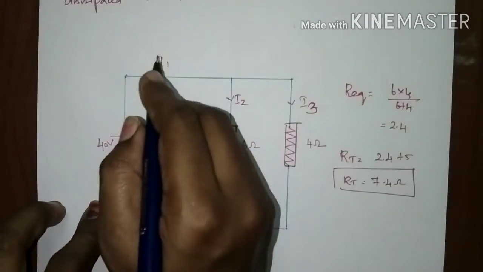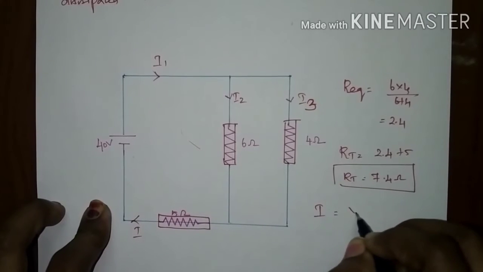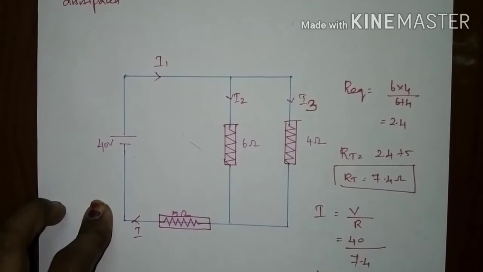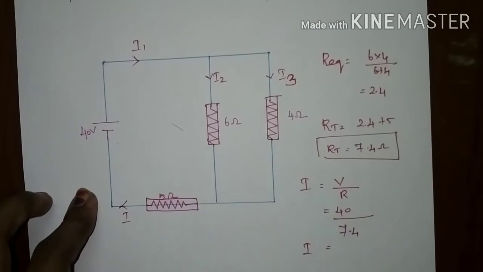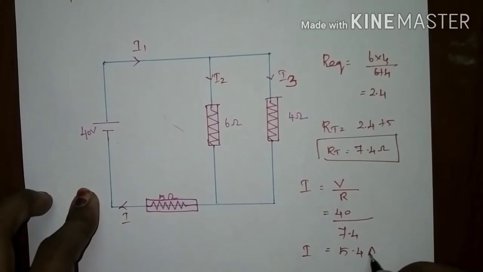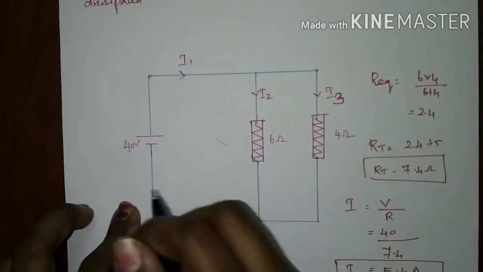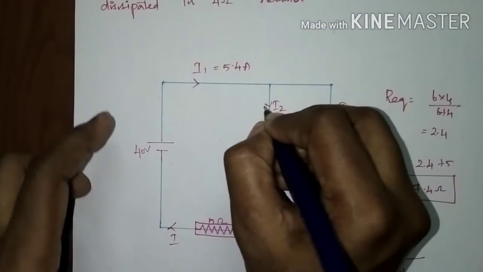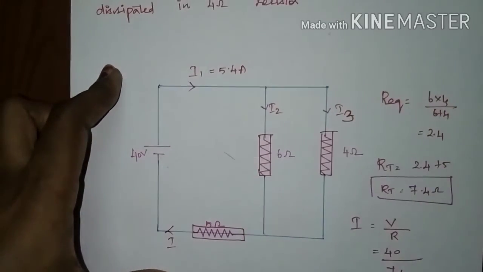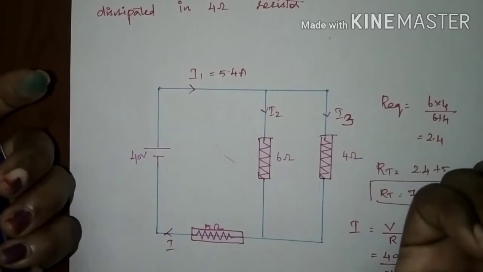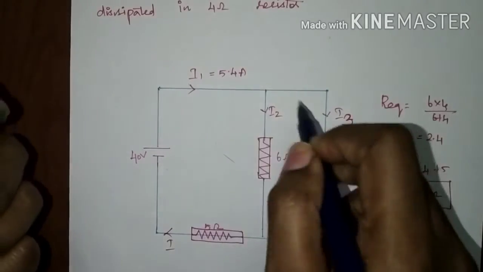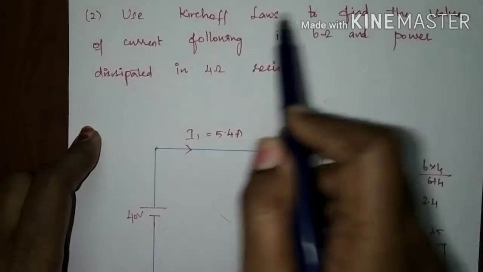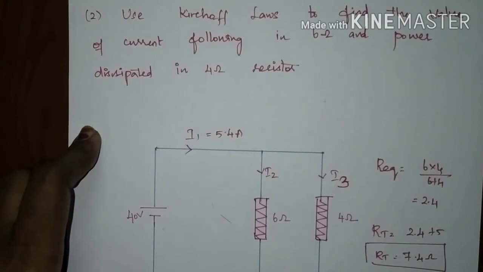Now we can find the total current according to Ohm's law. I is equal to V by R. 40 divided by 7.4 ohms will give the total current value as 5.4 ampere. The current will divide here as I2 and I3. We can use the current division rule to find I2 or I3, but they are specifically asking for the current flowing through the 6 ohm resistor.